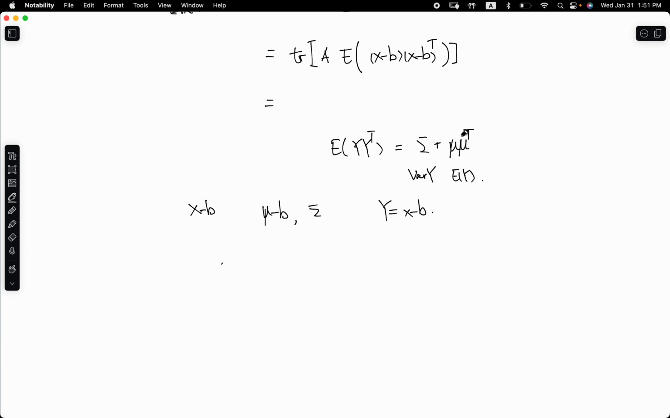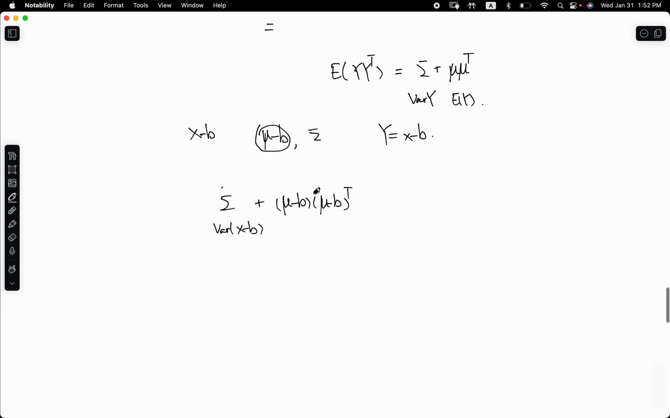Then this equation, the right hand side still holds, except that now the sigma matrix is referring to the variance of x minus b, and then plus the mu transpose. But the mu here is the mu minus b, so you have mu minus b, mu minus b transpose. So yeah, this is just a side note that we can comment on.